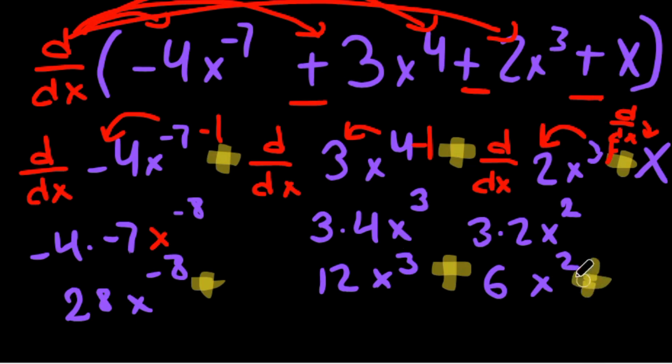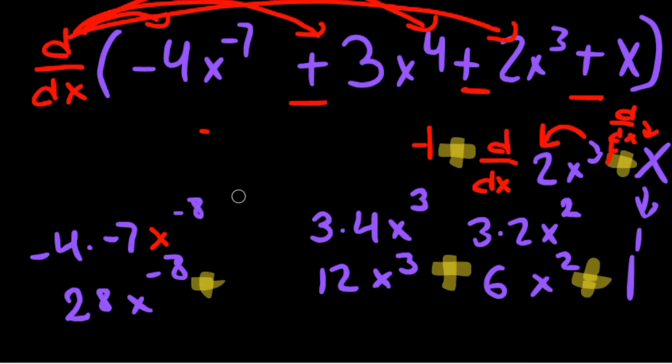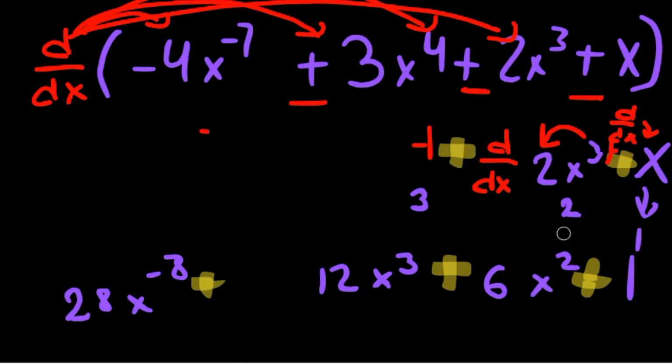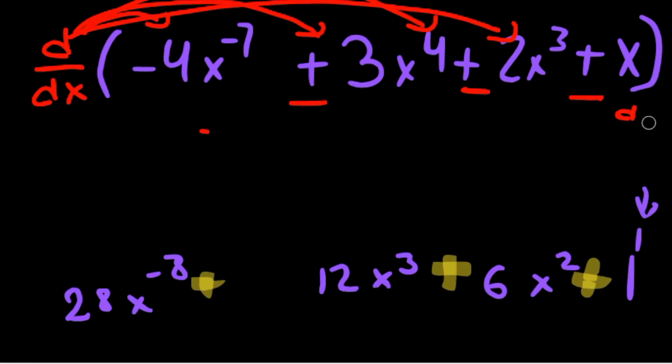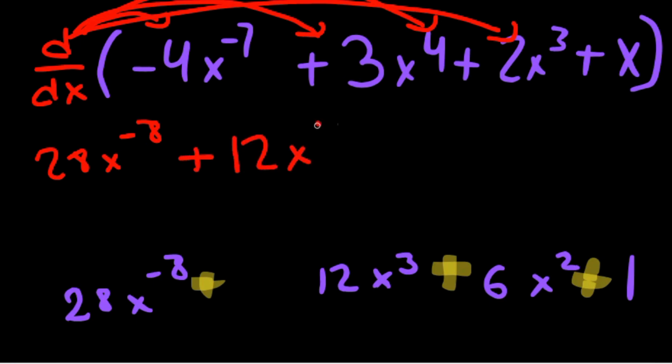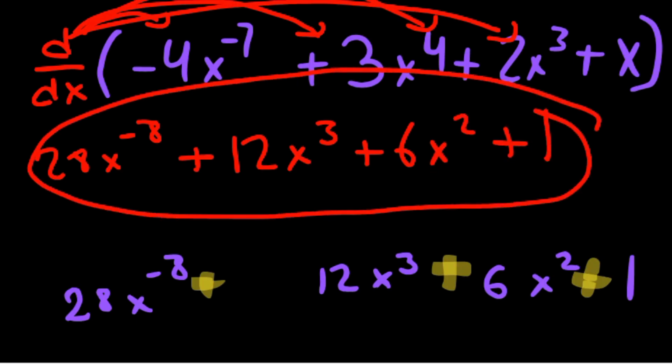And again, do you guys remember what the derivative of x is? If we use the power rule, you can check. This is simply going to be 1, so plus 1. Now that we have all of our parts, let's make it look a lot neater. So we get 28x to the negative 8th plus 12x cubed plus 6x squared plus 1. And that is going to be our derivative for this expression.